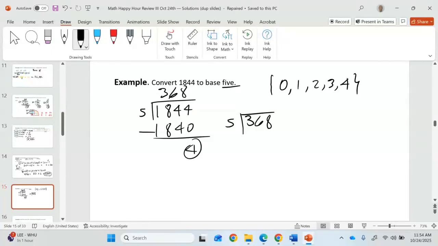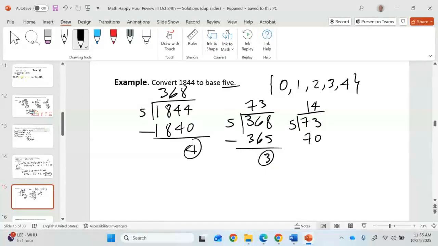And this is going to be 73. And when I multiply, I'm going to get 365. And I subtract it, and I get 3 as a remainder. And I continue one more time, 73 divided by 5. This is 14, and I multiply, and it gives me 70, and the remainder is 3.